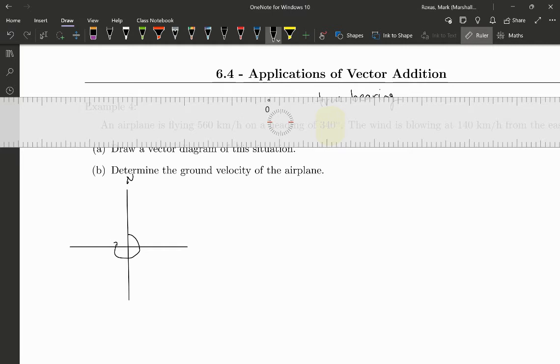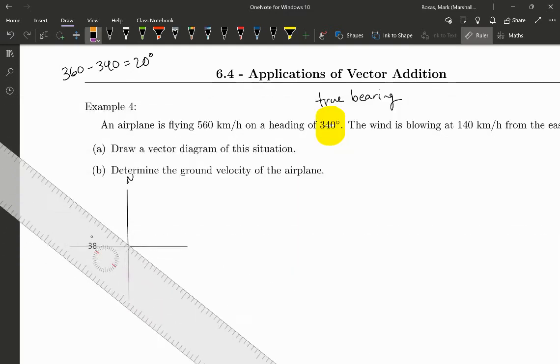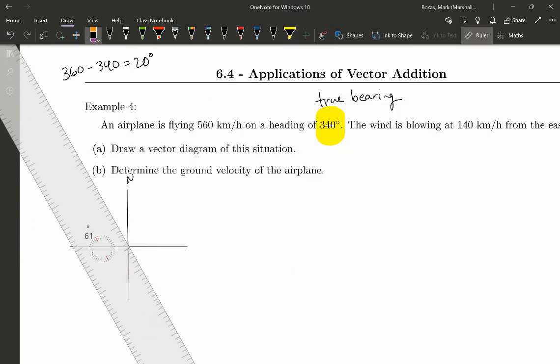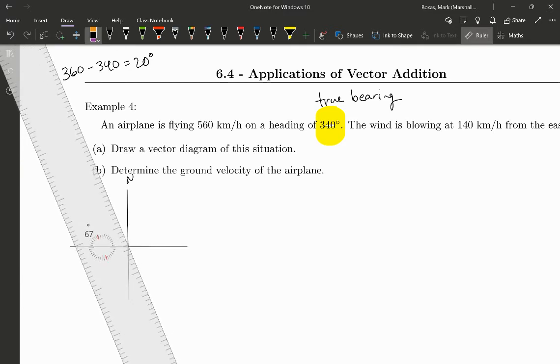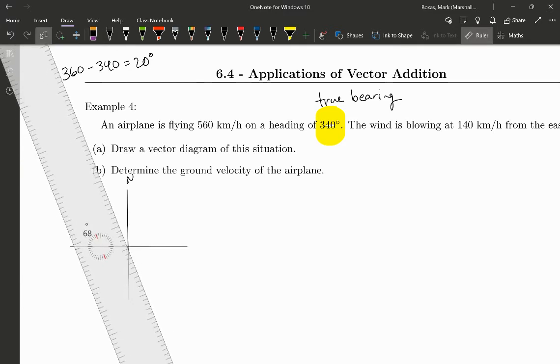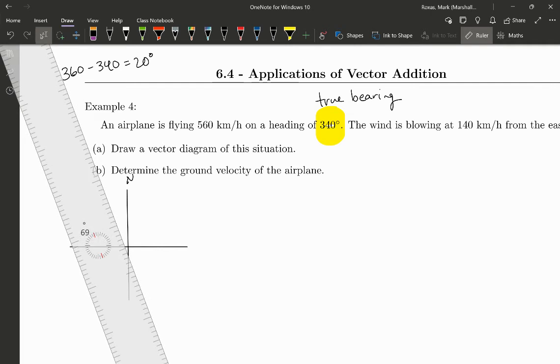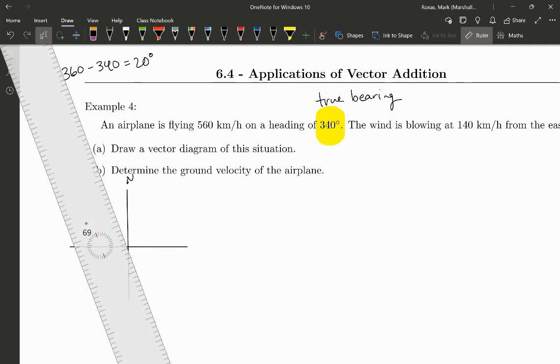So where do I stop? The whole thing's 360, right? So 360 minus 340 is equal to 20 degrees. So 20 degrees just from the left side of the north. So I'm just going to stop here at 20 degrees. Well, which should be probably 70 over here on my ruler. Like that.